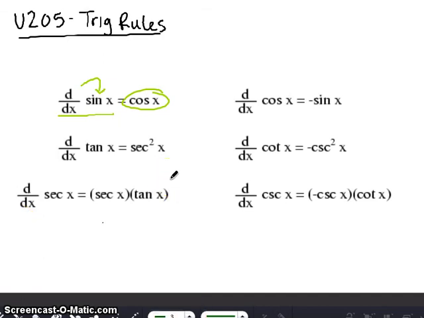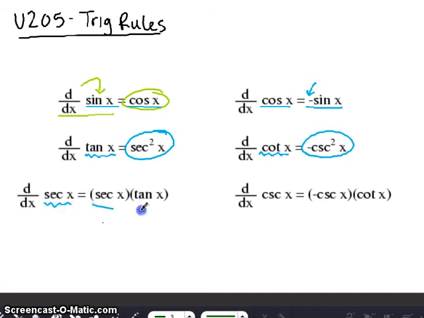So if we look at sine, derivative is cosine. The cofunction for sine is cosine, so its derivative would be negative sine. If you look at tangent, tangent's derivative is secant squared. So if we think about cotangent, it's going to be a negative cosecant squared. If we look at secant, it's secant tangent. Think about cosecant, it's negative cosecant cotangent.